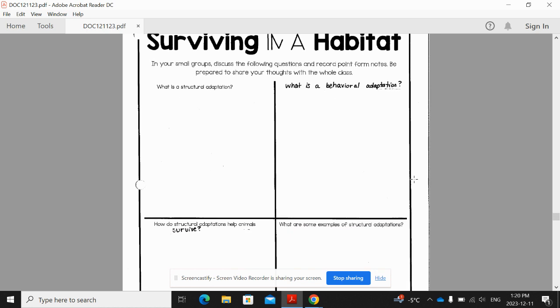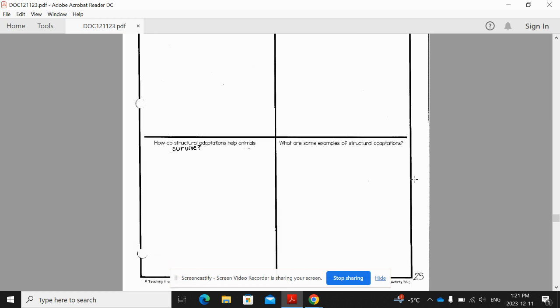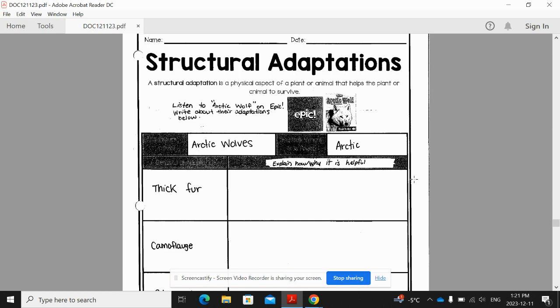Surviving in a habitat. So here's some questions. Number 1, what is a structural adaptation? What is a behavioral adaptation? How do structural adaptations help animals survive? And what are some examples of structural adaptations?